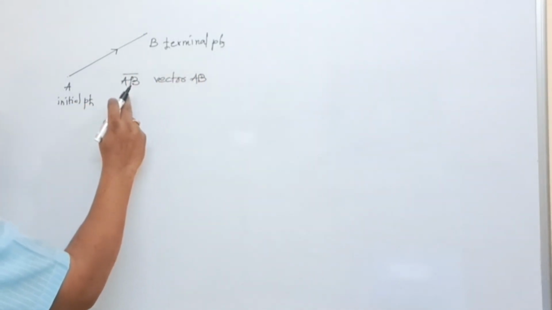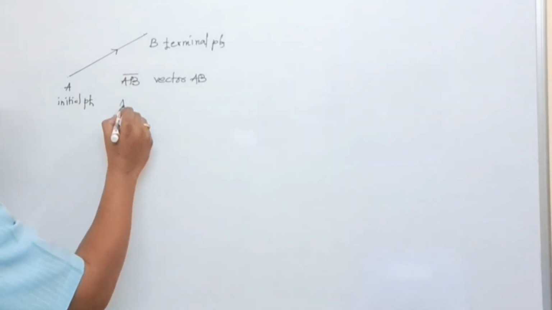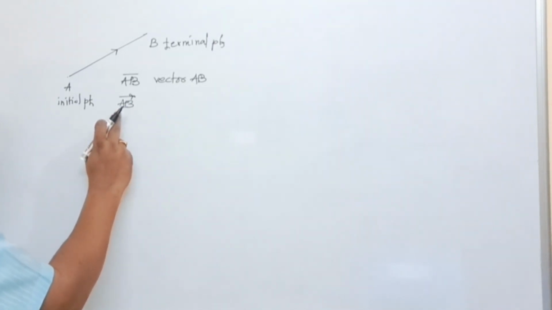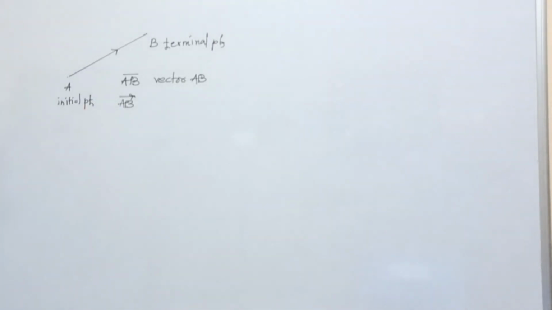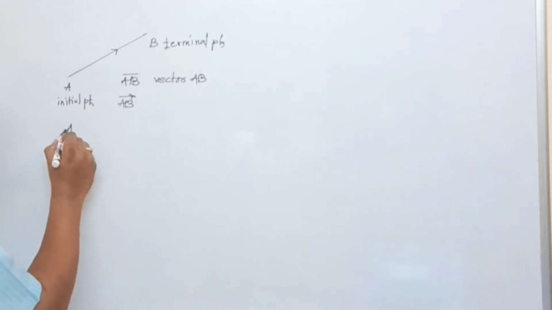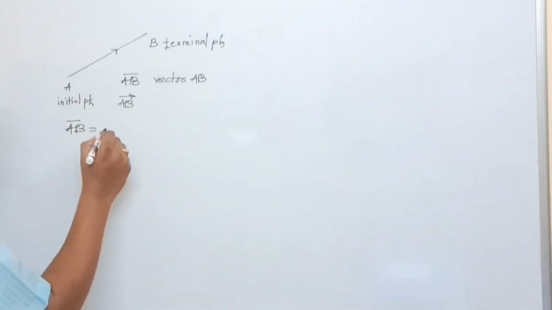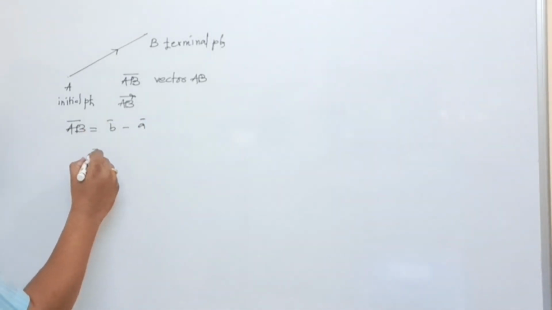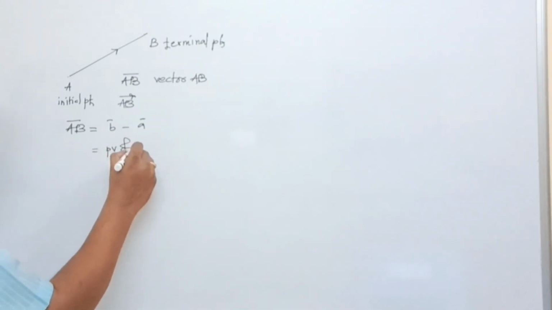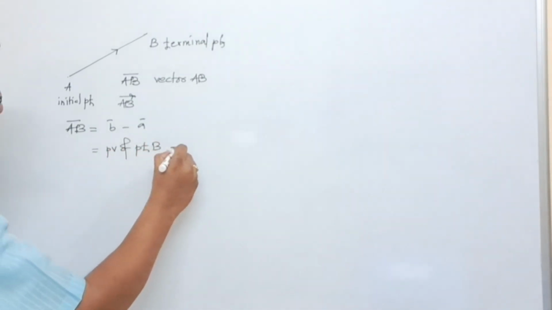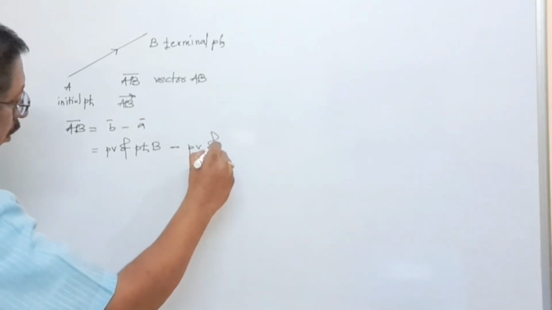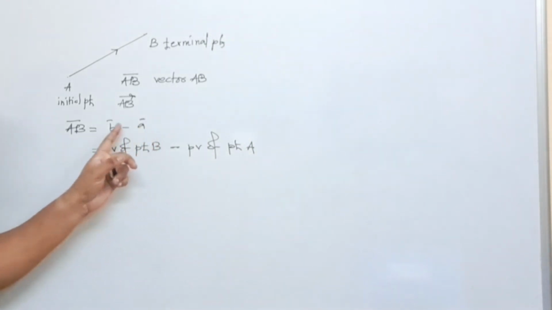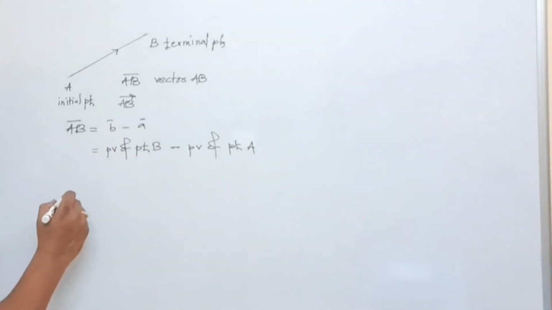denoted with this AB with bar or AB with an arrow, which shows that a directed line segment is drawn from point A to point B. This vector AB is expressed as B bar minus A bar. What are that B bar and A bar? B bar is the position vector of point B minus position vector of point A. Now let us know about the position vector of point B and point A.